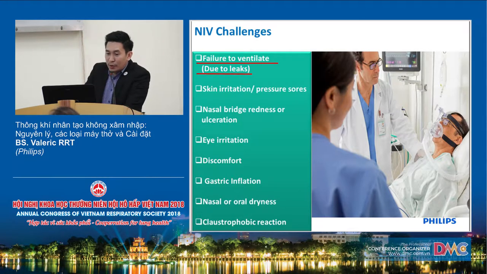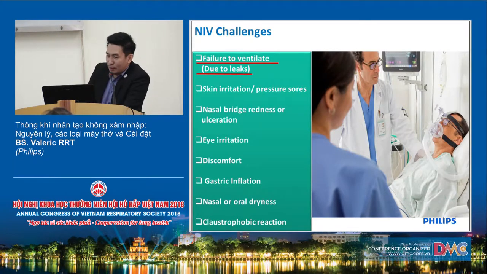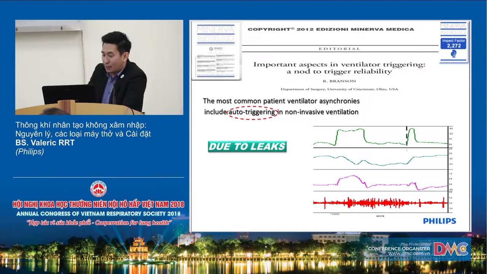Okay, so the reason why I highlight the failure to ventilate due to leaks is because our next slide is a journal published by Edizioni Minerva Medica. So this one was published recently. The most common patient-ventilator asynchrony, according to the research, includes auto-triggering in non-invasive ventilation because of the leak. Okay, so a good example of that is this one.